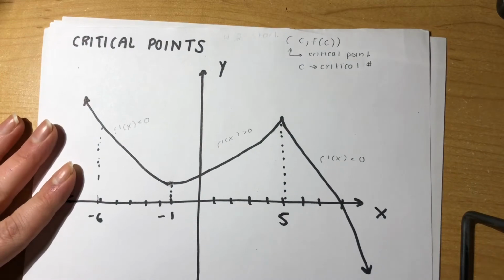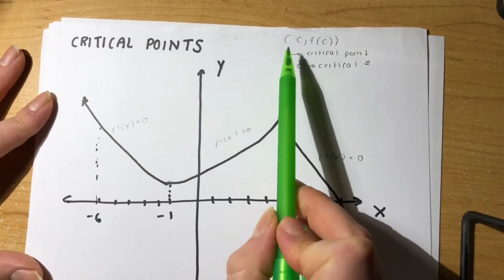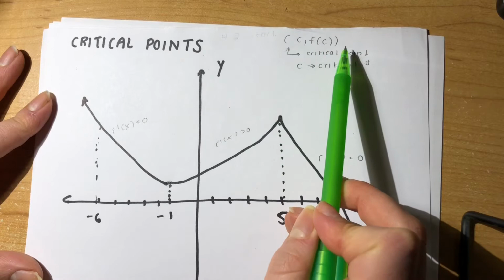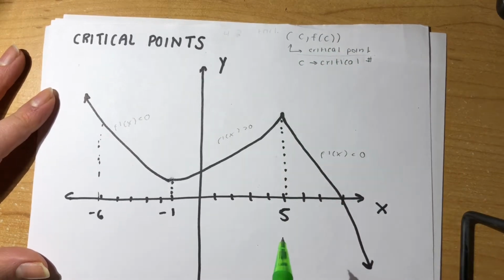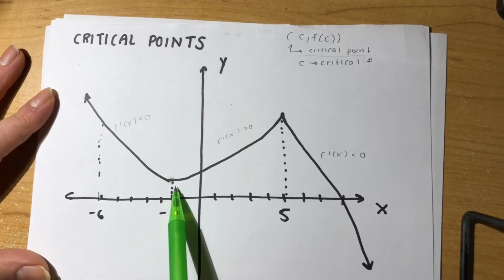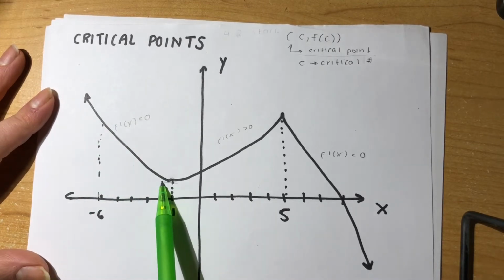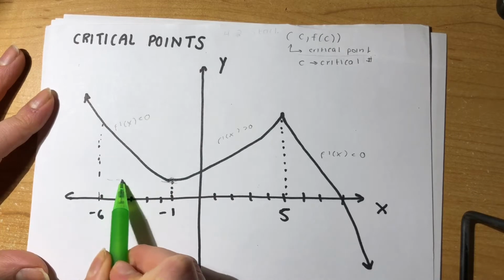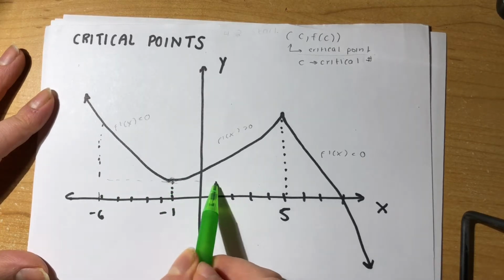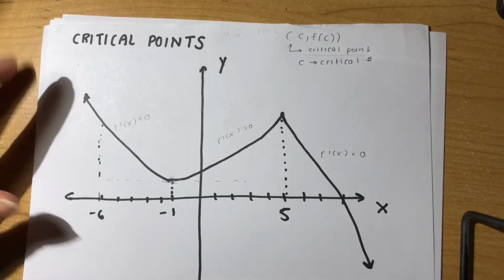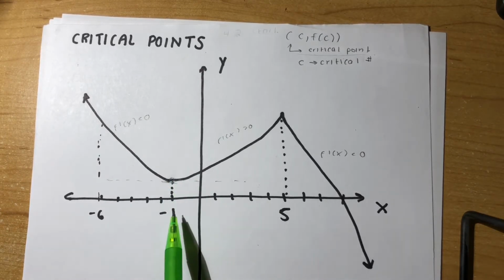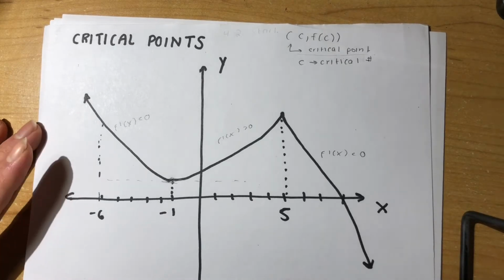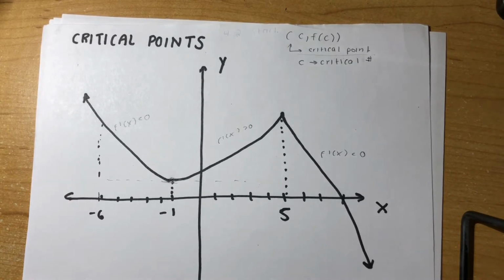So in order for a critical point to be a critical point, we have a point C and f of C, which is defined as a critical point, with C being a critical number. Here, we know that at this tip, we have a horizontal tangent line. That means that when the derivative is equal to 0, at the point x is equal to -1, therefore x is equal to -1 is a critical point.